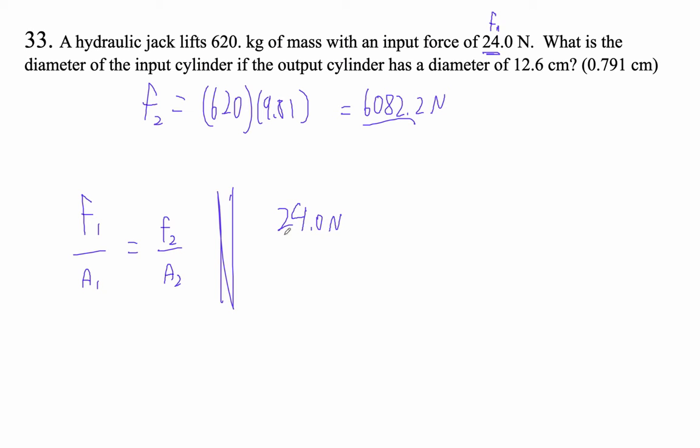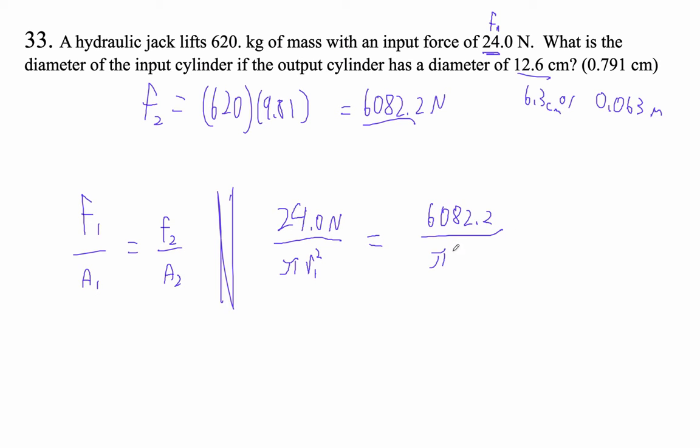Okay, so 24.0 newtons over the diameter of the input cylinder. Well, let's figure the radius of the input cylinder, right? So that's going to be divided by area 1, which is pi r1 squared, is equal to the output force 6082.2 divided by, let's see, the diameter is 12.6, so the radius would be 6.3 or 0.063 meters, right? That's centimeters.